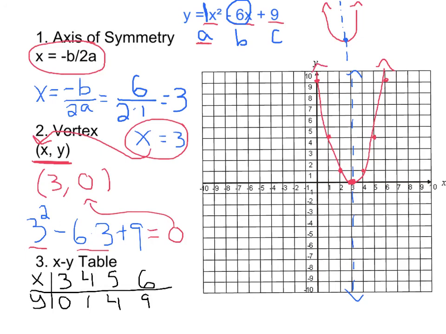So just simply remember, you need to find your axis of symmetry. You use your axis of symmetry to find your vertex. When you make your xy table, always choose numbers to the right of your axis of symmetry, and then you can reflect your other points. And that is it. Good luck.